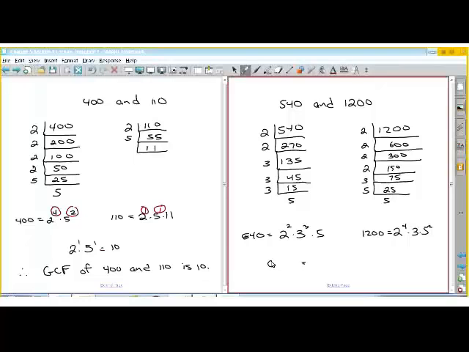So the greatest common factor, you take each number that's common in the factorizations. So 2 is a common prime, 3 is a common prime, and 5 is a common prime. And then you go back and look at the minimum of the exponents. This is to the second power, this is the fourth power, so we use the smaller of the two. This is cubed, this is the first power, so we use the first power. And here we have it to the first power and squared, so we use the first power. So that's 4 times 3 times 5, which is 60. So the greatest common factor of 540 and 1200 is 60.